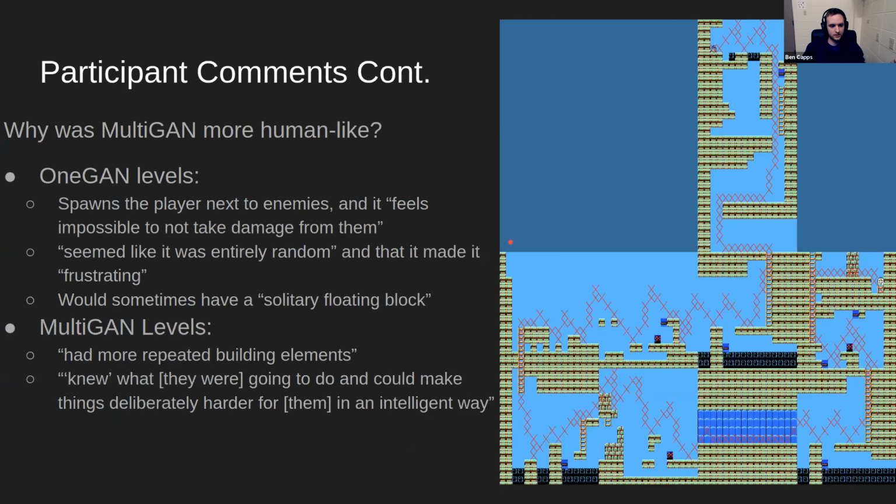Okay. So that was the biggest finding here, that the OneGAN levels were not as human-like because they spawn the player next to enemies. It's impossible not to take damage from them. It was random and frustrating, and there were just random blocks sort of floating and not serving a purpose, whereas MultiGAN levels did not do that.